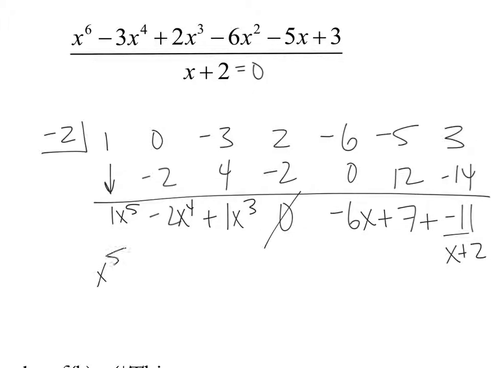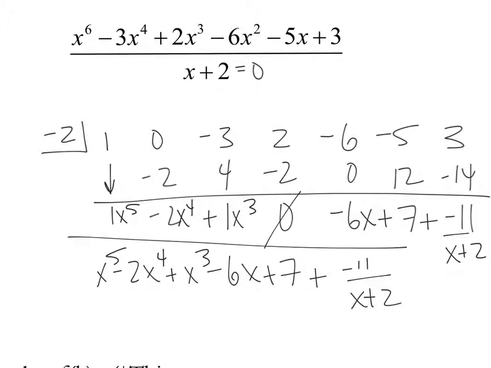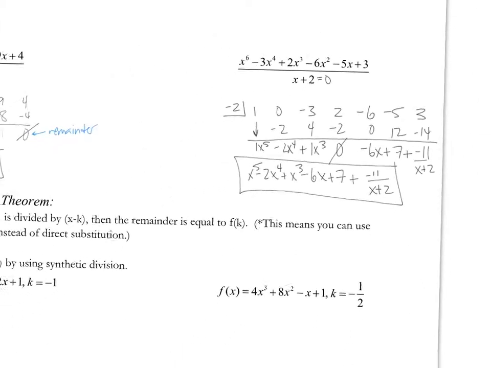We have x to the 5th minus 2x to the 4th plus x to the 3rd minus 6x plus 7 plus -11 over x plus 2. There's our final answer. So it kind of sucks to fill in all the x's. It's a lot of writing, but you guys, isn't that so much easier than doing long division?